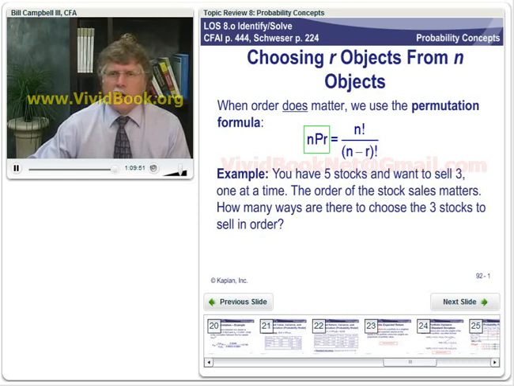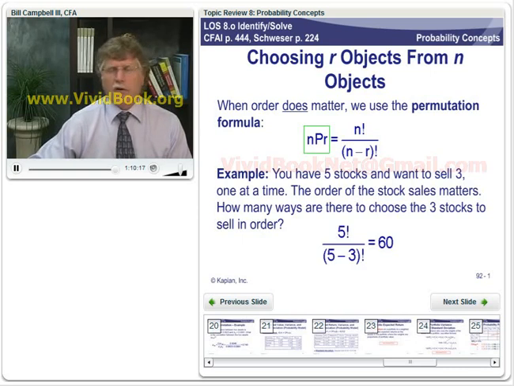Notice that for the combinations, we had an extra r factorial down here in the denominator. Now we don't have that r factorial. We have n factorial in the numerator, n minus r factorial in the denominator. If you have 5 stocks, you want to sell 3 one at a time, and the order of the stocks matters, how many different ways can you do it? 5 factorial over 2 factorial gives us 60 ways of doing it.